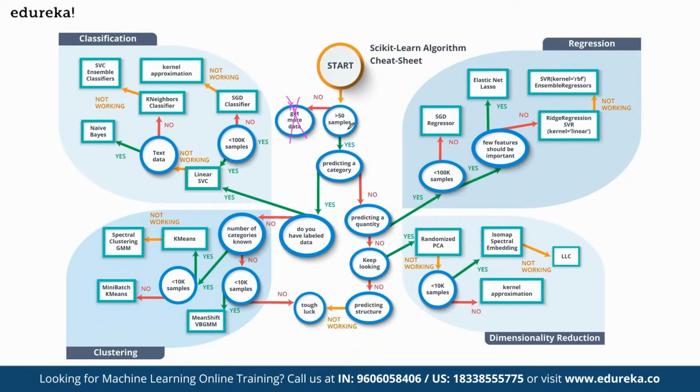Then you will decide what you want to predict. If you don't have a labeled data set, you will go here and do clustering. If you have a labeled data set, you will see whether you want to predict a quantity. If yes, you will go to regression. If you just want to do exploratory analysis, you can do dimensionality reduction. If you have a labeled data set for classification, you can do all these classification methods. So basically, this is a cheat sheet which we generally use to decide what to do with the data set and when.